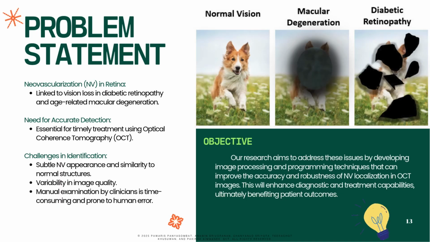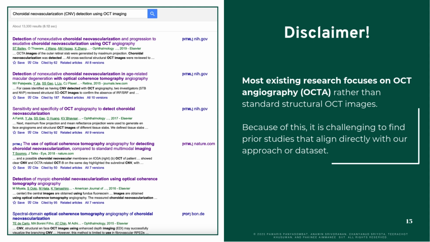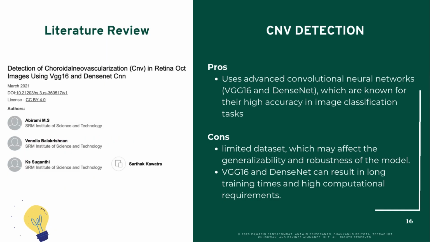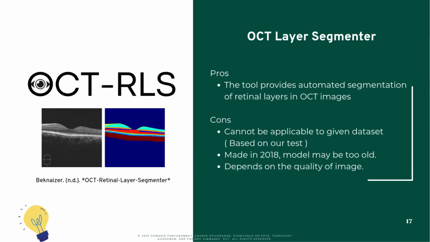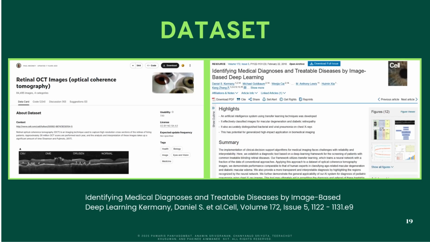Problem statement: to put it short, it can lead to vision loss. Existing work: there exists a lot of work, but not in our domain. It is on OCTA, which is different from OCT. And even when it is on OCT, it happens only on detection, not localization. Some literature review: detection using VGG. This is an old ML method, and it's outdated. So we want to build our own dataset.